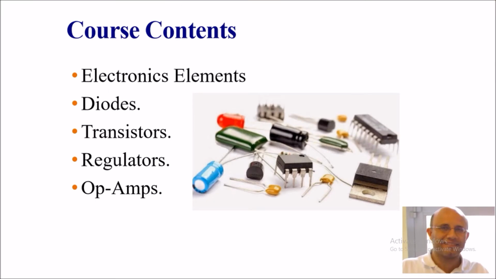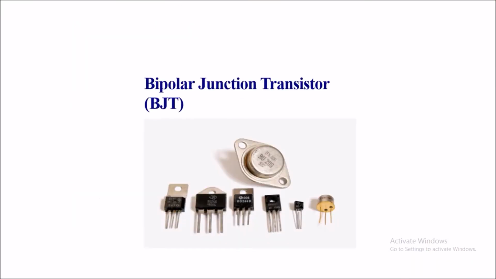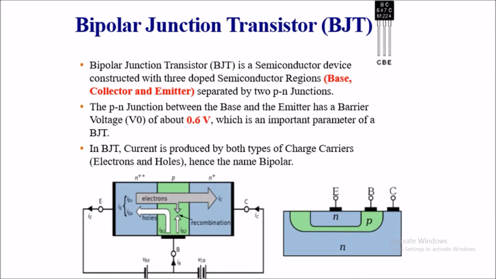Continuing the electronics course, speaking about BJT, which is the bipolar junction transistor. Here are different types of BJT with different models. What is a bipolar junction transistor, BJT? It's a semiconductor device constructed with three doped semiconductor regions: base, collector, and emitter, separated by two p-n junctions.